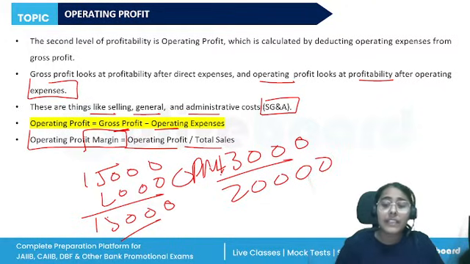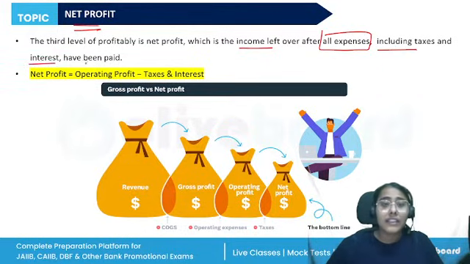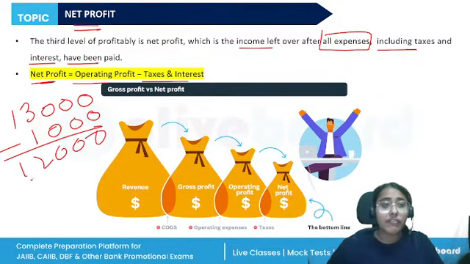And then we have the final level of profitability, which is the third level and known as the net profit, which is the income left after all the expenses, including taxes and interests, have been paid. So, net profit will be operating profit minus taxes and interest. So, our operating profit was 13,000 rupees. From this, let's say our taxes and interest that we have paid are rupees 1,000, right? So we will be left with 12,000, which is our final level or third level of profitability, right? So I hope all of these measures, all of these lines of profit are clear.